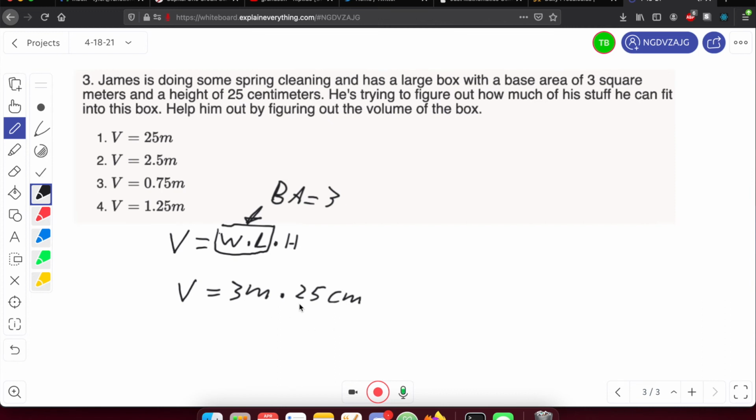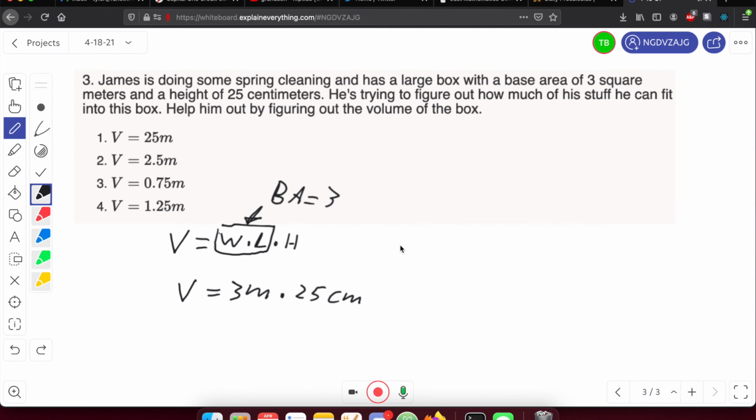Now, the only problem here is we have to maintain the right units. If we multiply this out, we're going to get something like 75, but it's going to be in this weird sort of unit, meter, centimeter type thing. And that just doesn't make any sense. So we have to convert either 3 meters to centimeters or 25 centimeters to meters. Since all of our answers are in terms of meters, we should convert it to meters, but it doesn't really matter which way you go.